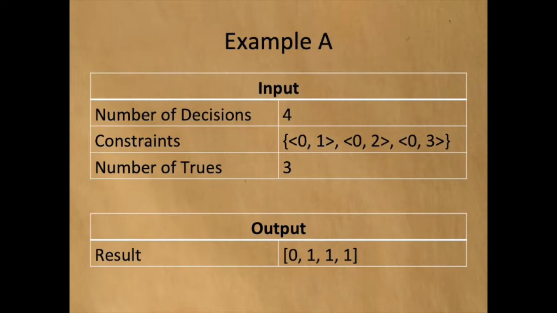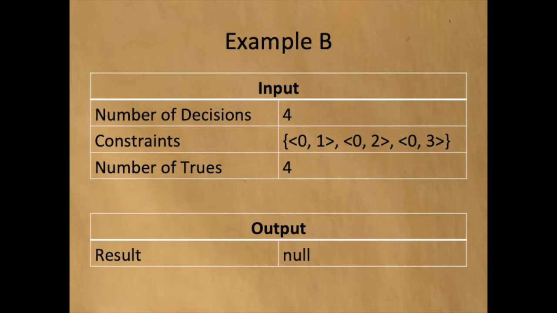Here is an example. Say that we want to find 4 decisions where the constraints say that decision 0 and decision 1 may not both be true, decision 0 and decision 2 may not both be true, and decision 0 and decision 3 may not both be true. And we want to find 3 truths. There is one answer, and the result is the vector 0, 1, 1, 1. In this case, there are 4 decisions. 3 of them are true, or 1. And decision 0 and decision 1 have at least one false. Decision 0 and decision 2 have at least one false. And decision 0 and decision 3 have at least one false.